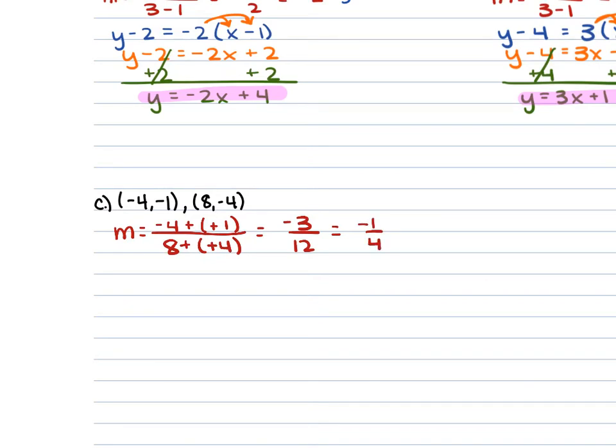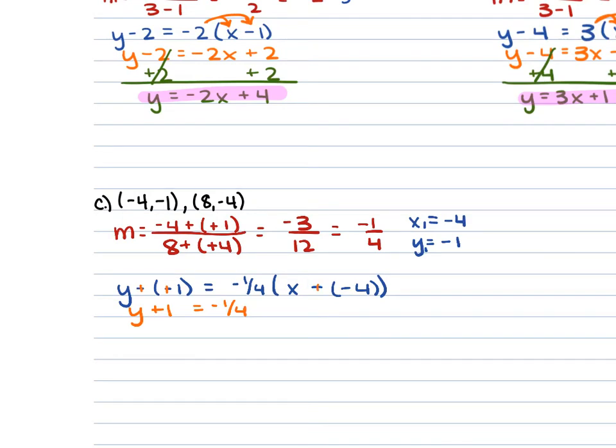So I'm going to use that as well as my x1 and y1. My x1 I'm going to use as -4. My y1 I'm going to use as -1. So this is going to give me y minus -1 is equal to my slope, which is -1/4, times x minus -4. I simplify those signs first. So this is going to give me y plus 1 is equal to -1/4 times x plus 4.